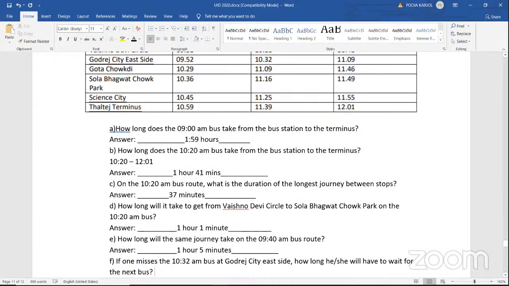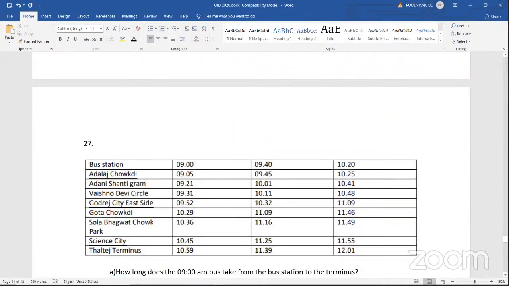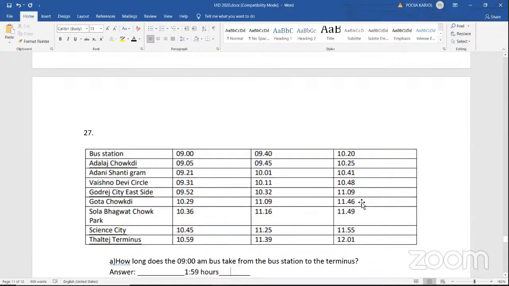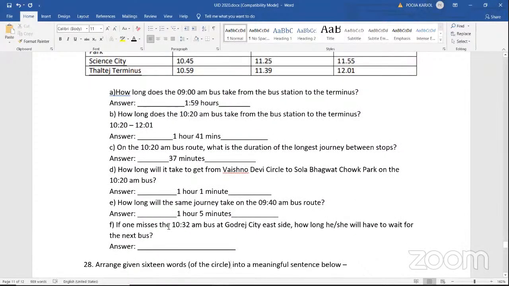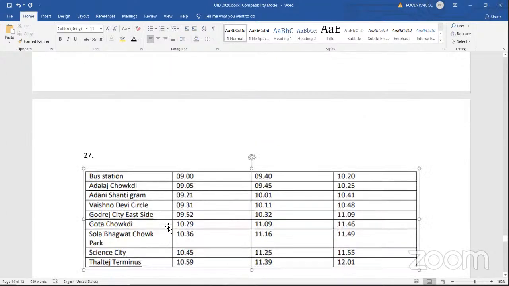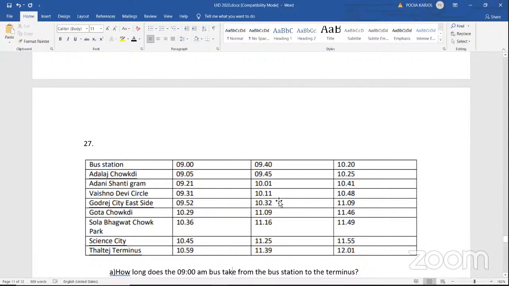If one misses the 10:32 AM bus at Godrej City East Side, how long will he or she have to wait for the next bus? So if this is saying, if one misses the 10:32 AM bus at Godrej City East Side, 10:32, this one. They're saying if they miss it at this time, how long will they have to wait to get the next bus?